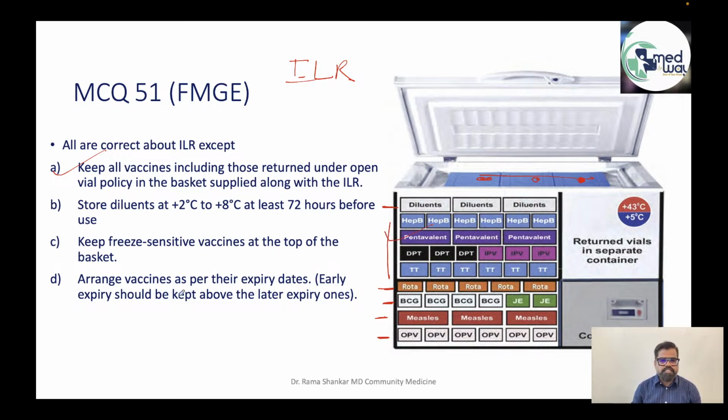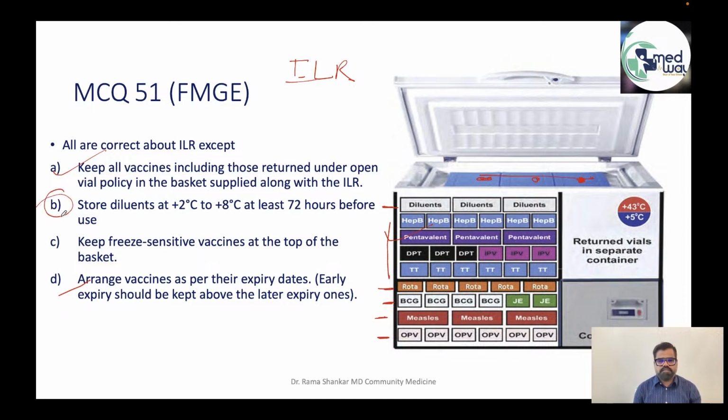Correct. Arrange vaccine as per the expiry date. Obviously, students, we also know in our house, the thing which is going to expire early, we consume that first. The vaccine which is going to expire early, we need to consume first. So arrange vaccine as per expiry date. Correct. Early expiry should be first out.